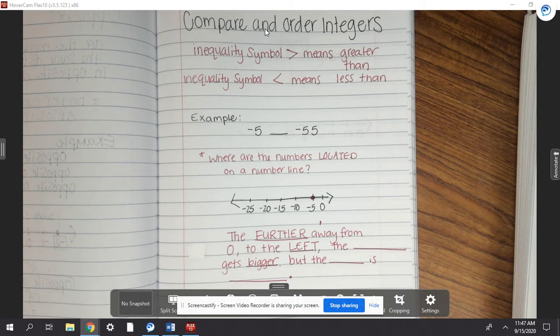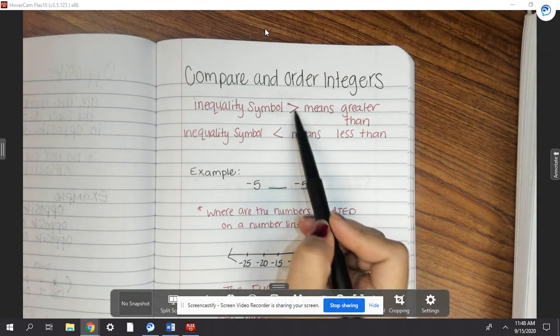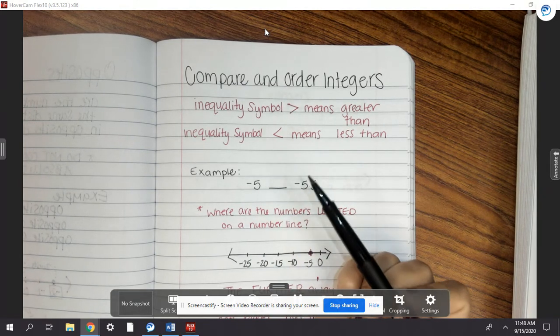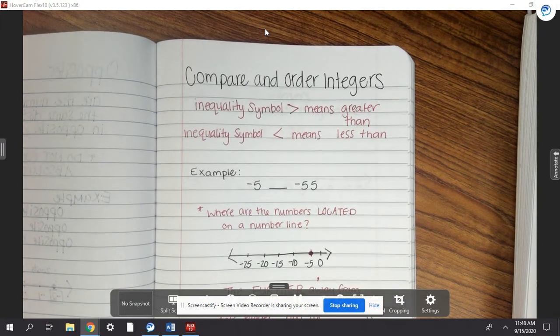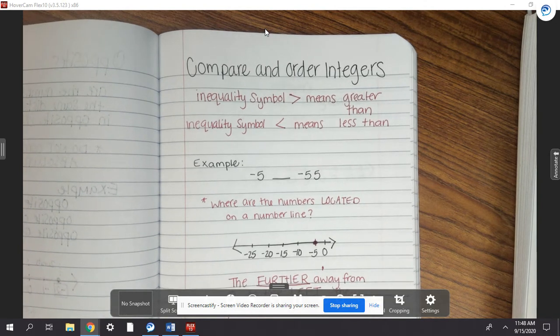Okay, let's get started. So today we're going to compare and order integers. We've already done that with fifth grade material where we've used inequality symbols, meaning greater than, less than, and we also use equal to. There are two more that we're going to add later. So I'm going to zoom in.